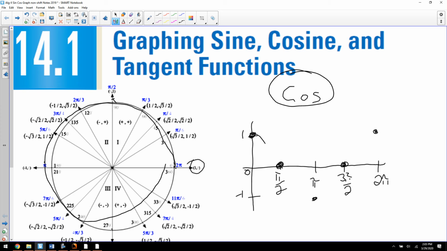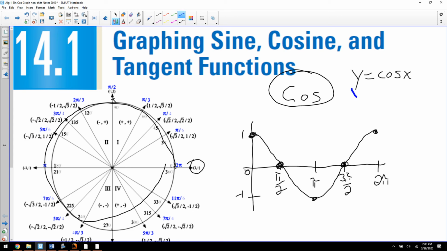So we get this curve, and I'm sorry, I'm trying to draw this on the screen here. We get this curve that looks like this. So that's what the cosine graph, a generic y equals cosine of x, looks like. Now let me do one in sine.